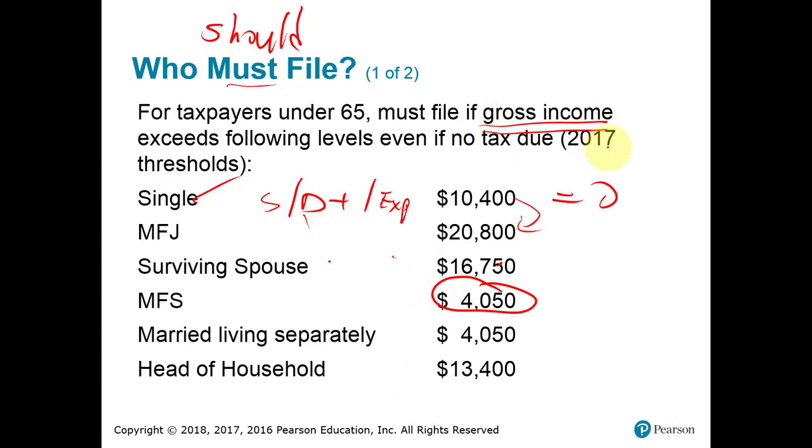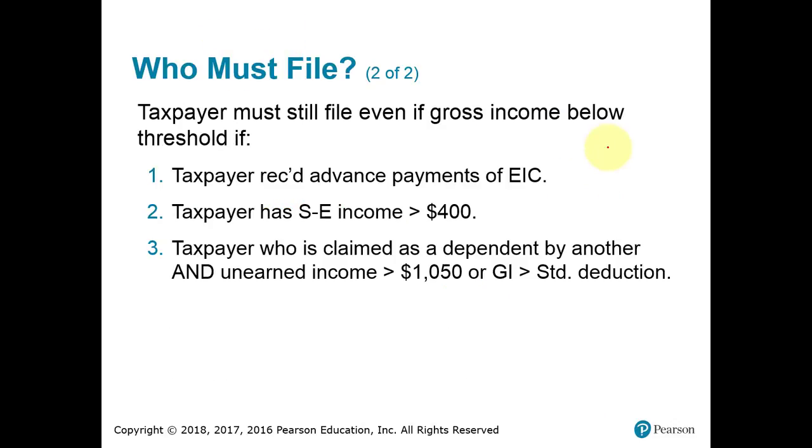Now, there's more than income taxes reported on the 1040 form. So for example, if you owe self-employment tax, meaning that your self-employment income, your business income, is more than $400, you're going to have to prepare a Schedule SE to calculate that Social Security tax for self-employment income. Even though you may have zero income taxes, you're going to have a self-employment tax you have to pay, so you're required to file.